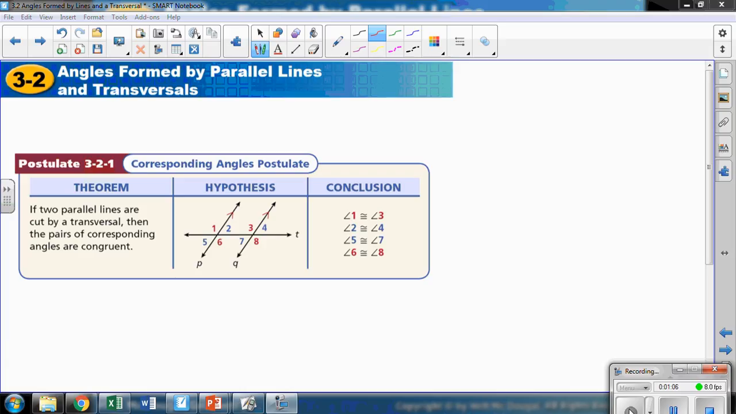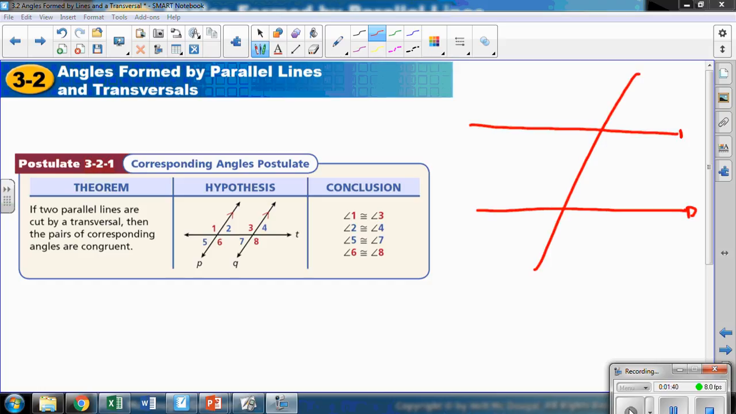The first thing we're going to start off with is the corresponding angles postulate. Now, I'm hoping that you remember the definition of the word postulate. A postulate is something that we accept as being true, and we don't need a formal written-up proof for it. What the corresponding angles postulate tells us is, if we start off by having parallel lines, and those parallel lines are cut by a transversal, every single pair of corresponding angles will be congruent.